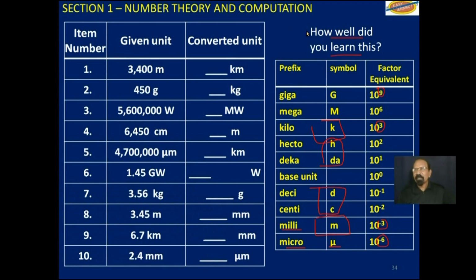So let's see how well you learned it. 3,400 meter to kilometer. You are going from small to large. You're going from meter, base unit, to kilometer. That's up here. Your answer? Your answer is 3.4, since you have to divide by 10 to the 3rd. So if you are dividing by 10 to the 3rd, you shift the point 3 places this way, and you get 3.4 kilometers. Okay, next one.